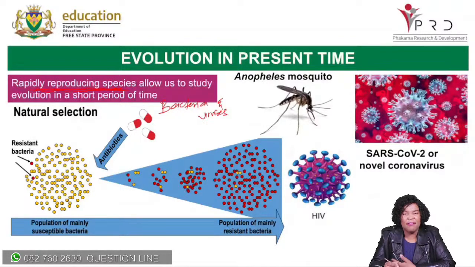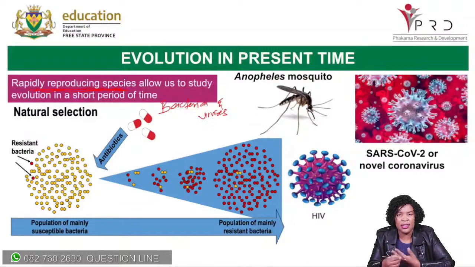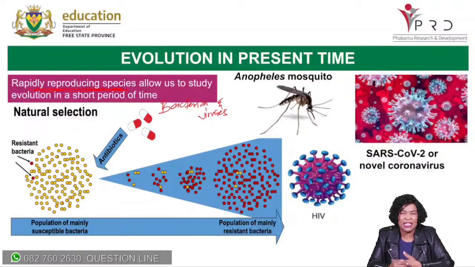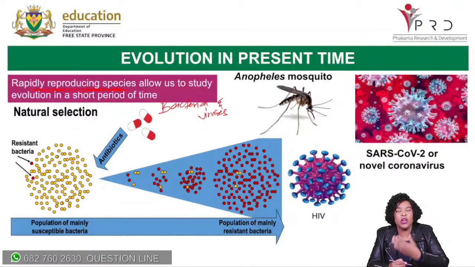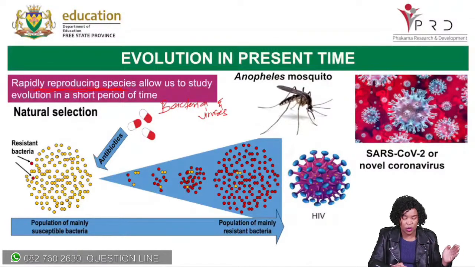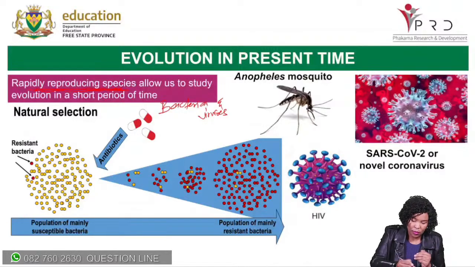Remember, viruses and bacteria reproduce by binary fission. When they reproduce by binary fission, their reproduction is very fast and rapid. They can reproduce in millions and millions. And then you can see how organisms evolve in that short space of time. So let us take a look at an example of how a bacteria species may evolve.